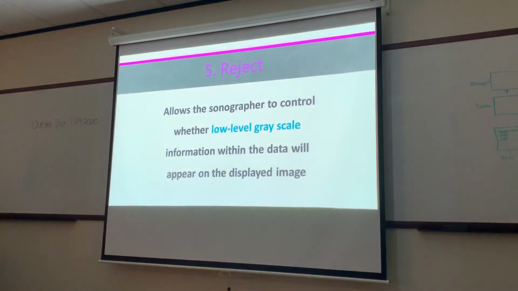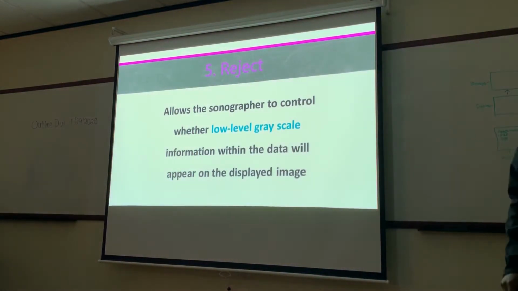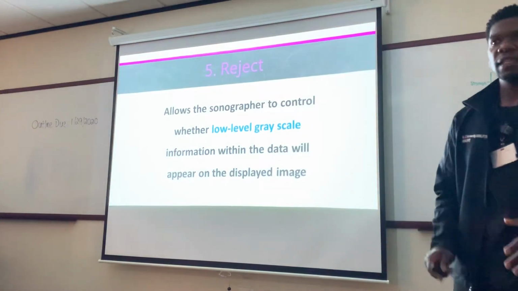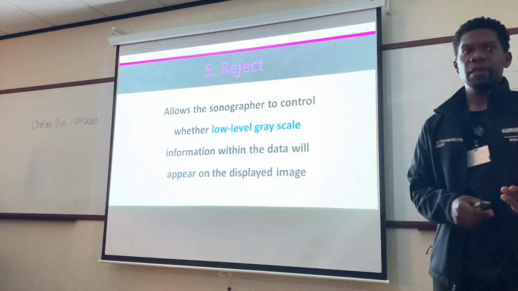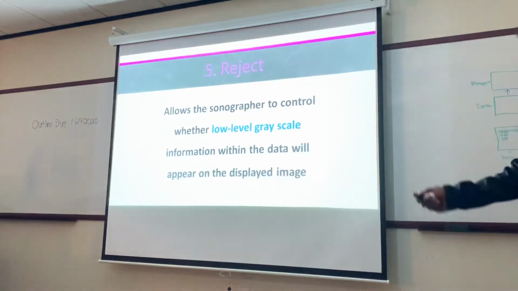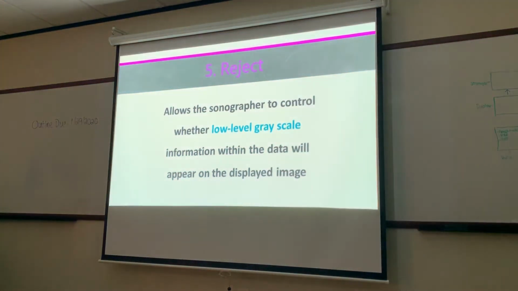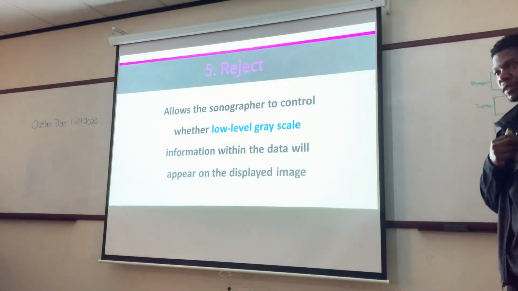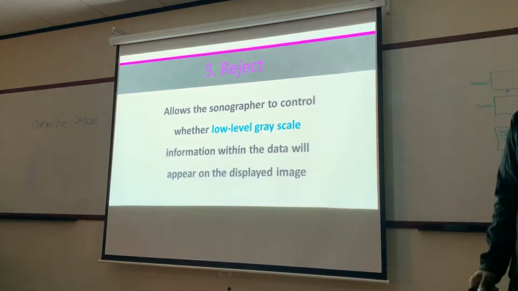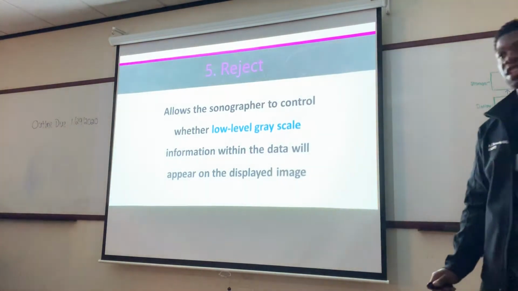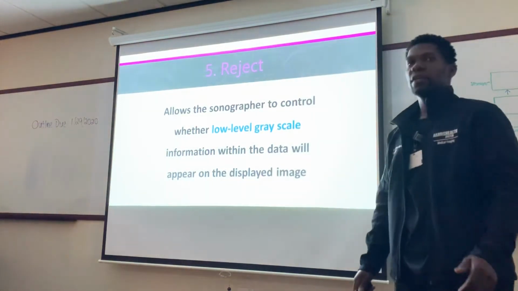And finally, this is the only one I didn't cover the other day. We have reject, guys. Reject is exactly what it says. If you notice, whatever these terms are named, they're kind of telling you exactly what they're doing, right? So reject allows the sonographer to control whether low-level grayscale information within the data will appear on the displayed image. So basically, it's eliminating the noise. That's what reject does. It's rejecting those low-level echoes.